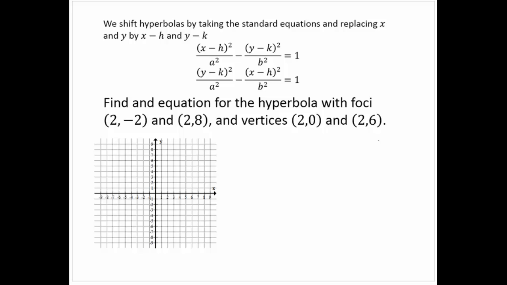So, for example, let's find an equation for the hyperbola with foci at 2, -2, and 2, 8, and vertices at 2, 0, and 2, 6. So since those are the vertices and the foci are in a sense inside, we have a curve that does something like this.